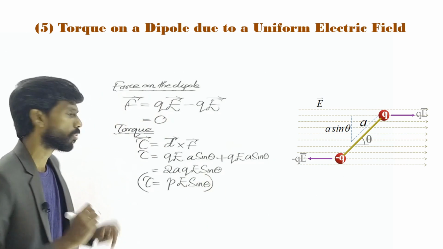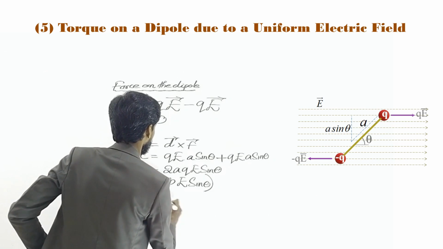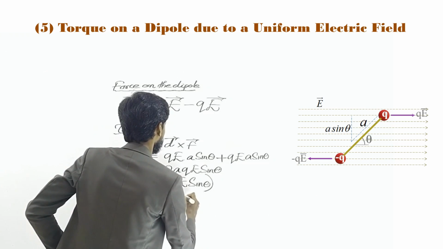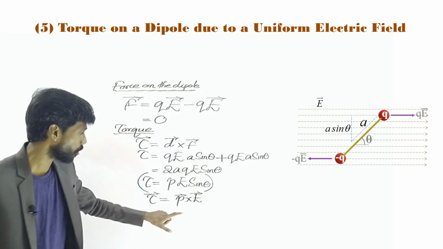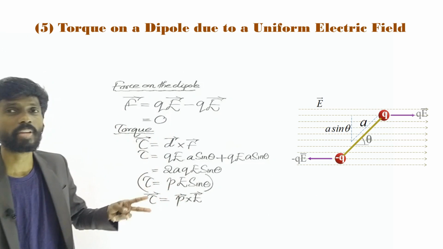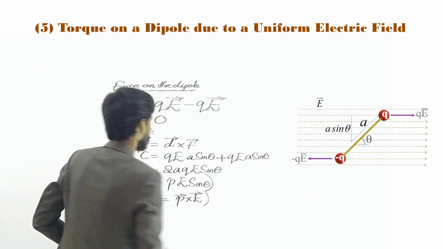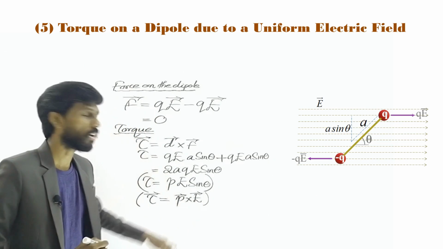Okay, but we can also write it in the vector form. So this torque is a vector, so that equals, PE sin theta can be written as what? P vector cross E vector. So this is a cross product, right? Magnitude of P, magnitude of E, sine of the angle between them. So P cross E can also be taken as a formula for the torque due to a uniform electric field E on a dipole.